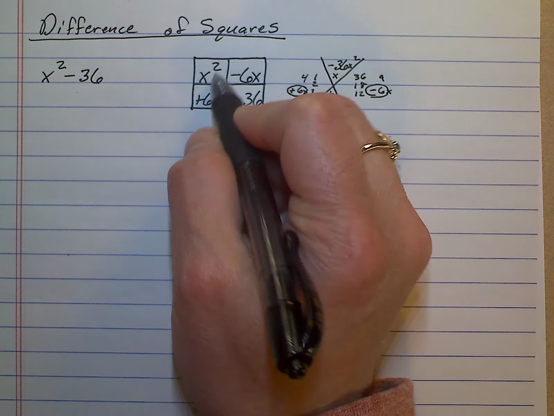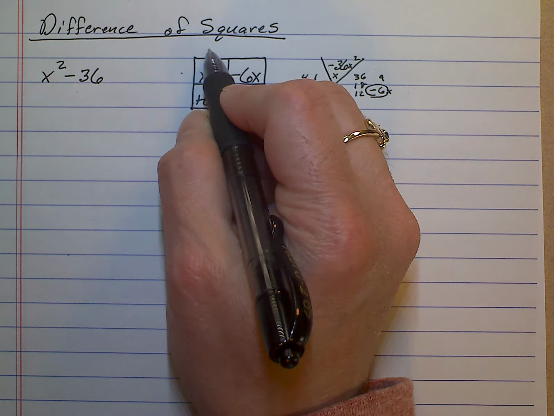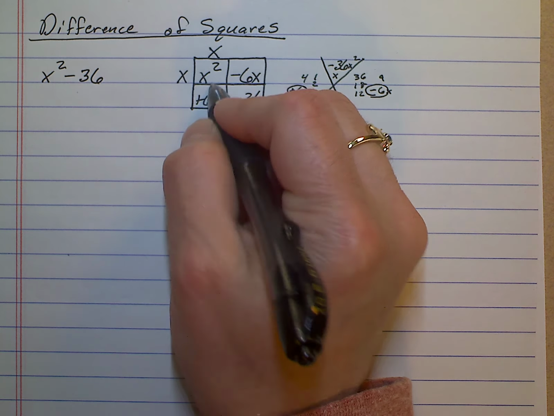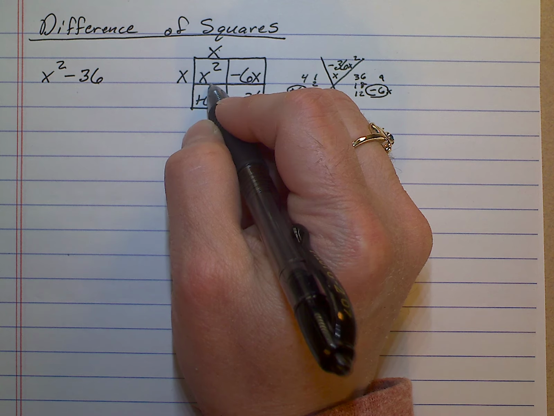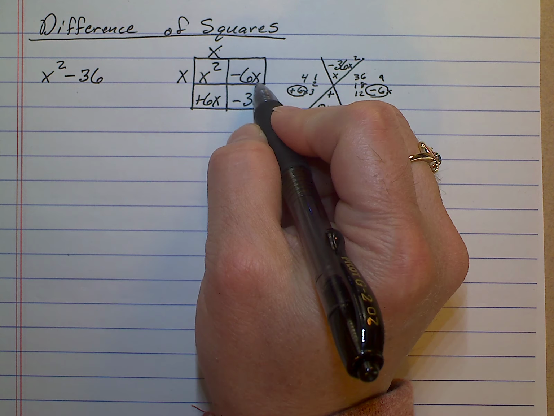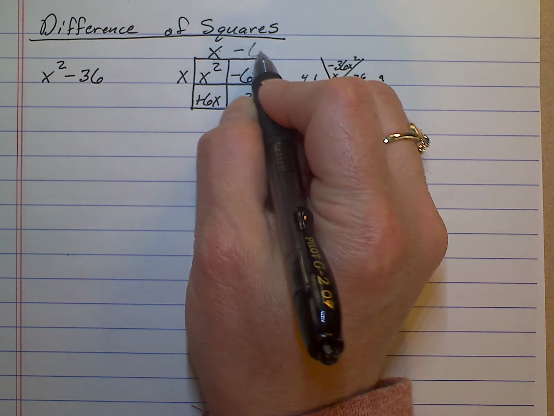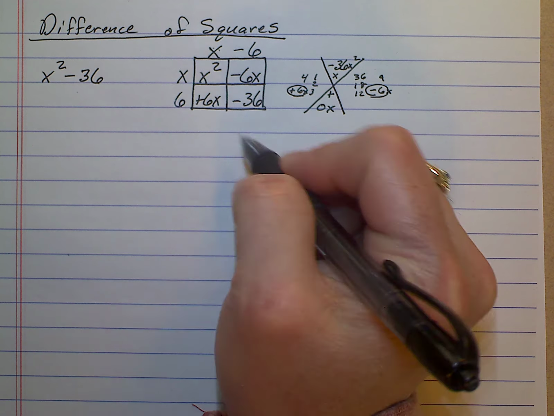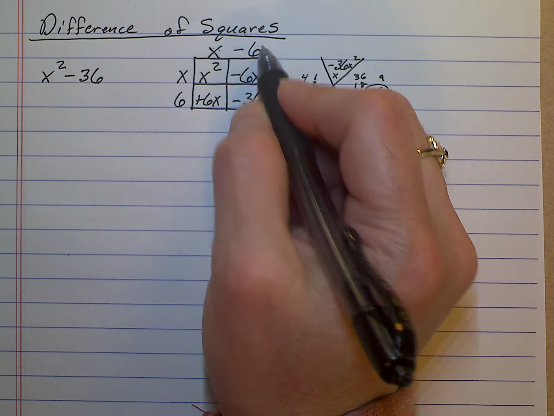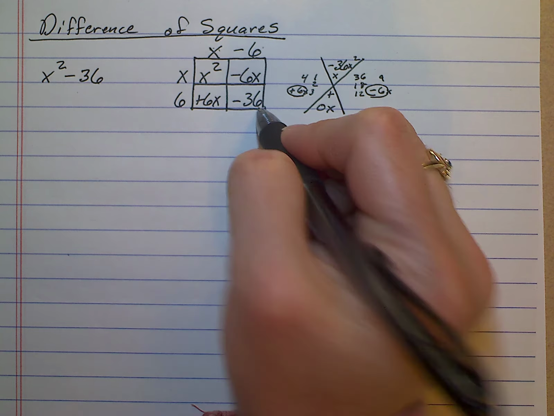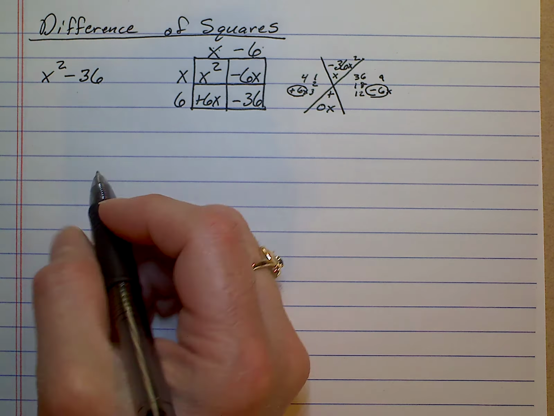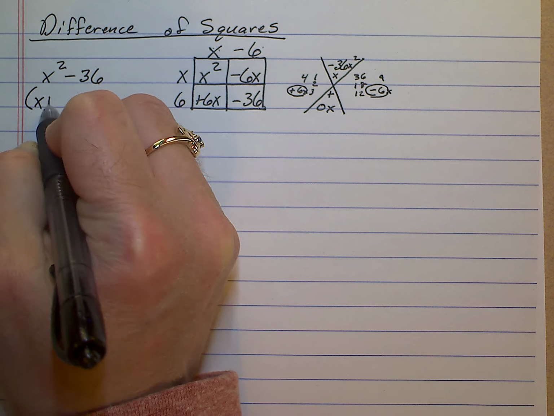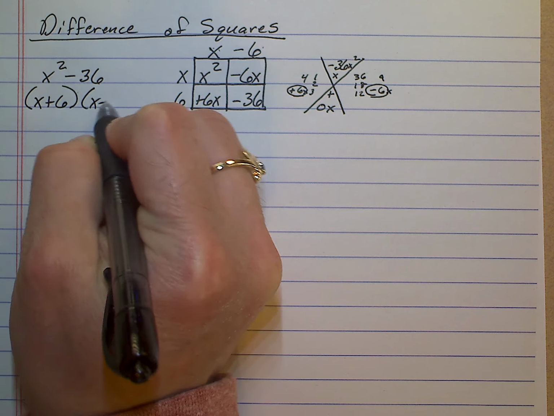Alright, to get x squared, I'm going to multiply two things here. I'm going to take x times x and get x squared. There's my area. x times what is going to be negative 6x? Well, negative 6. x times what is 6x? Positive 6. And does 6 times negative 6 equal negative 36? Heck yeah, it does. So here's what you just did. You rewrote x squared minus 36 as x plus 6 times x minus 6.